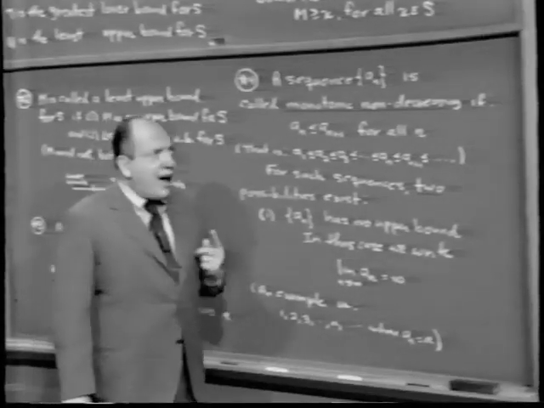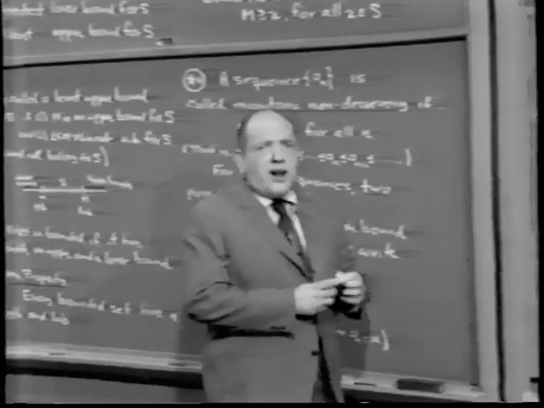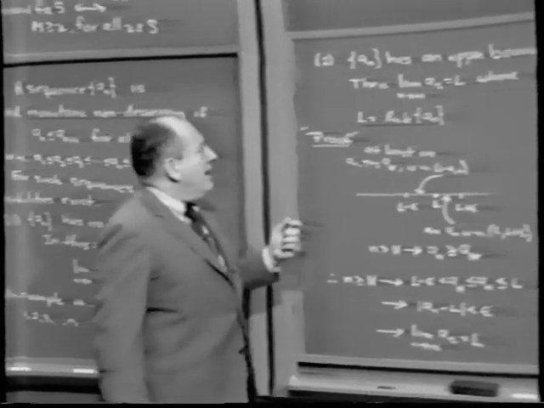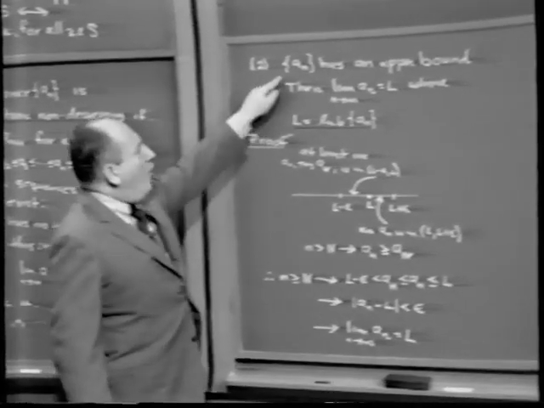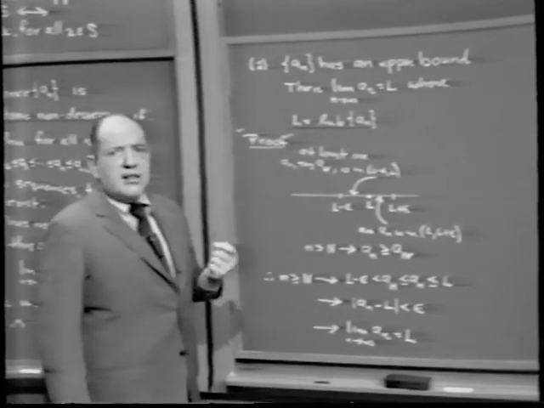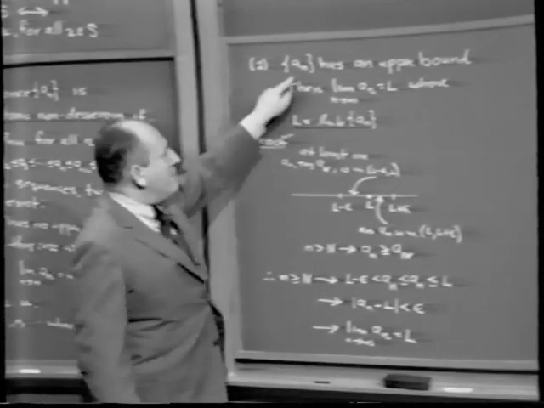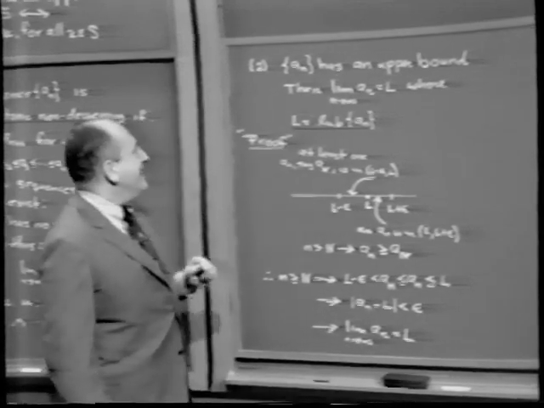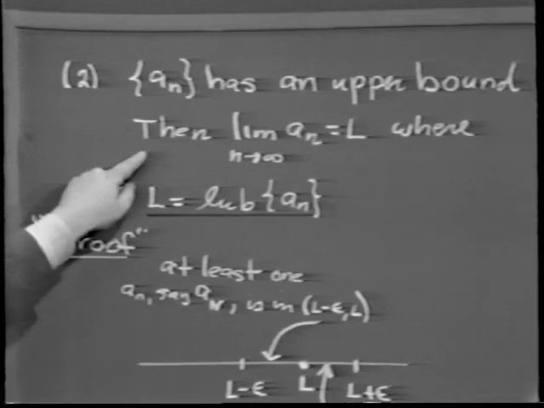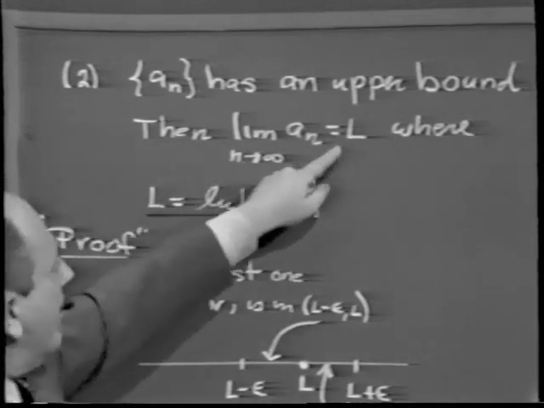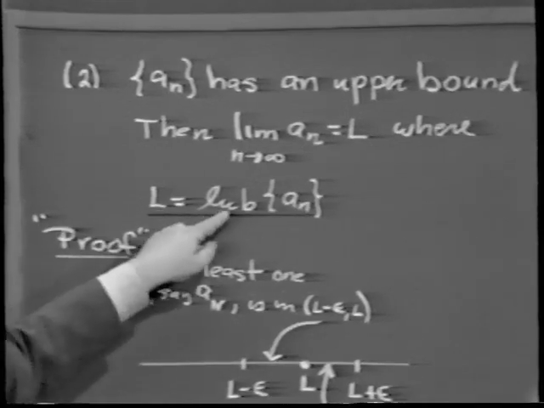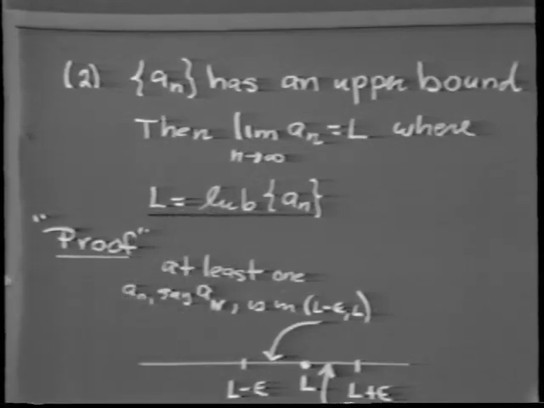Okay? Now, what is the other possibility for a monotonic non-decreasing sequence? After all, if it's false that the sequence doesn't have an upper bound, then of course it must have an upper bound. That's the second case. In other words, suppose the sequence has an upper bound. Then the interesting point is that the limit of this sequence exists, and not only does it exist, but the limit itself is the least upper bound of the sequence.